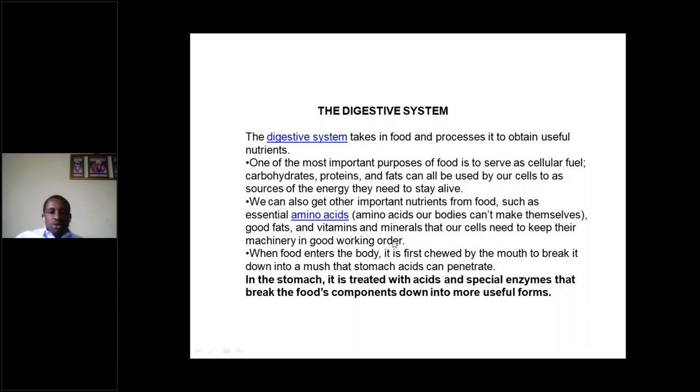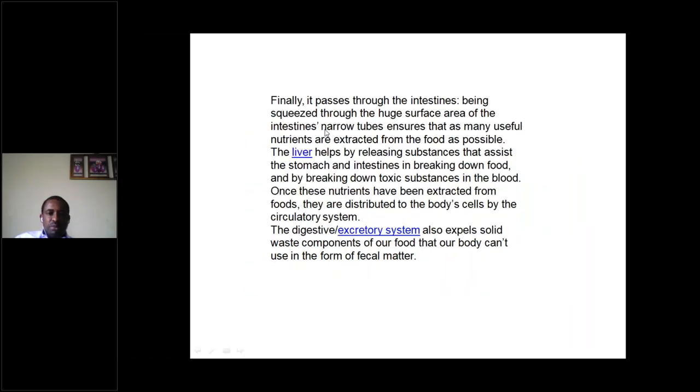Okay, so when you eat food, you chew it in your mouth, you break it down into a mush that the stomach acid can now penetrate. As you break it down, you push it down, you swallow it, it goes down. Now the stomach acid works on it, okay? Then the enzymes break the food into components that are useful in the body.